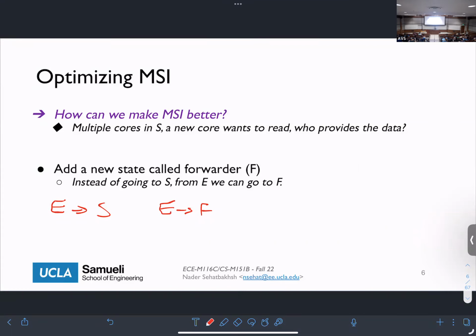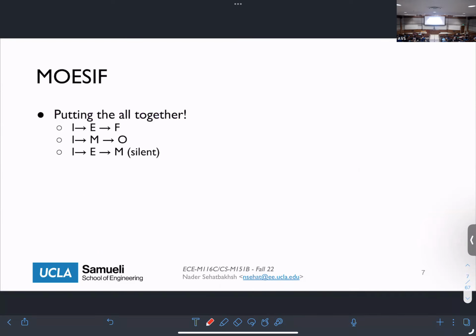In that case, the next time that somebody wants to get the data, the F will be the one that provides the data, and the F is basically the core that originally read this data, right? So the first core that reads this becomes the forwarder in this case, okay? So combining this all together, we will have MOESIF, 6 different coherency states. There are no additional states beyond these 6 commonly used in most systems.